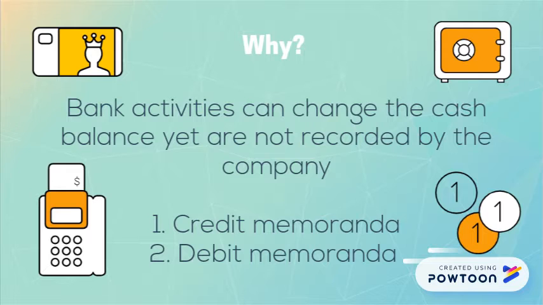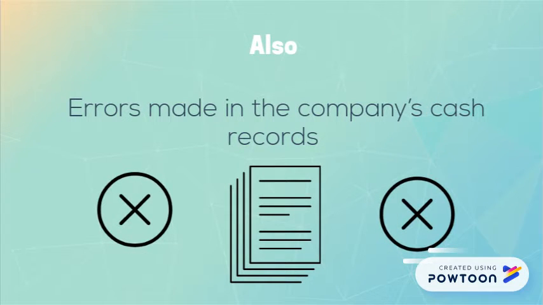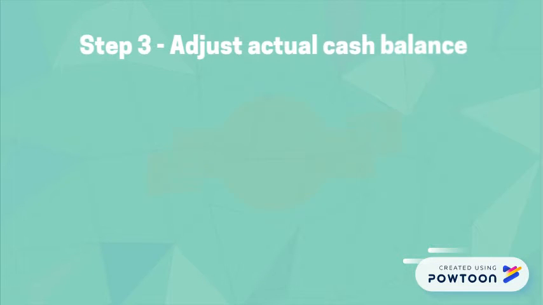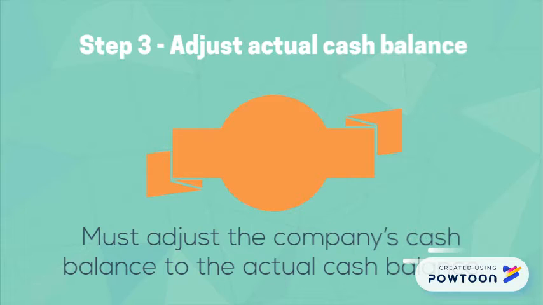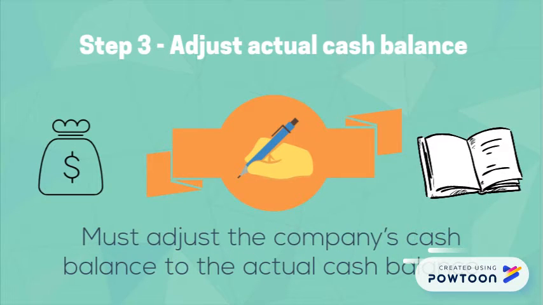Our second reason for difference in book balance recordings relates to errors made in the company's cash records themselves, a standard accounting error that can be solved through adjustments. Finally, after this, the third step in the bank reconciliation process leads us to adjusting the cash balance itself. Once both our bank and company book balances are reconciled, we can adjust the company's cash balance to the actual cash balance as determined by reconciliations made in the first 2 steps.